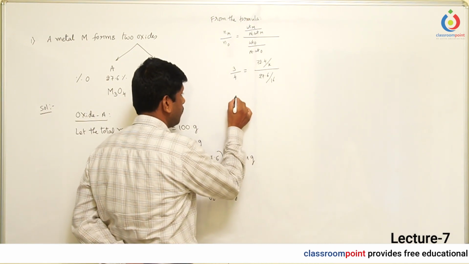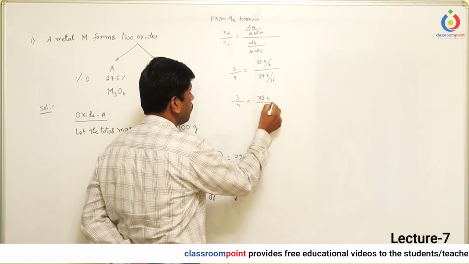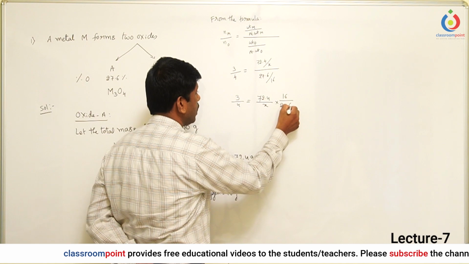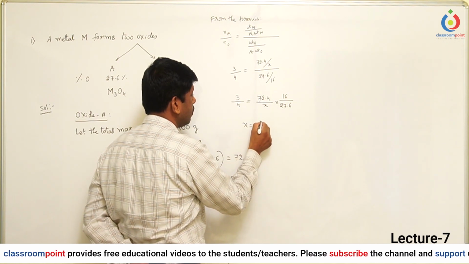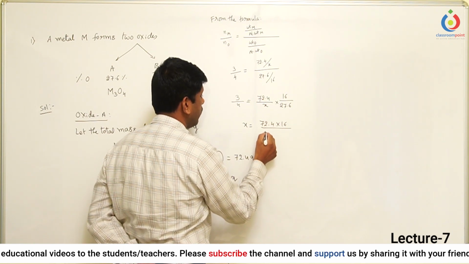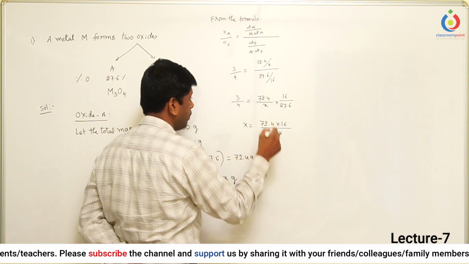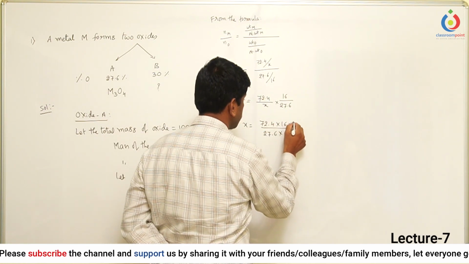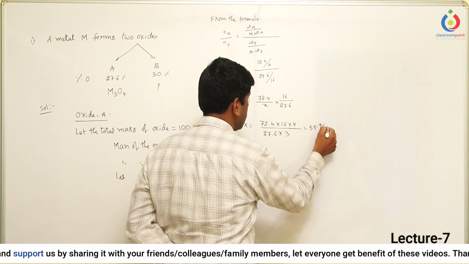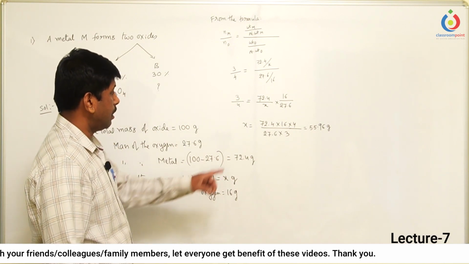So let us try to simplify this. 3/4 equals 72.4 by X into 16 by 27.6 grams. So X equals 72.4 into 16 divided by 27.6 into, here 3/4 becomes 4 by 3. So this value is approximately equal to 55.96 grams. This is the atomic mass of the metal.